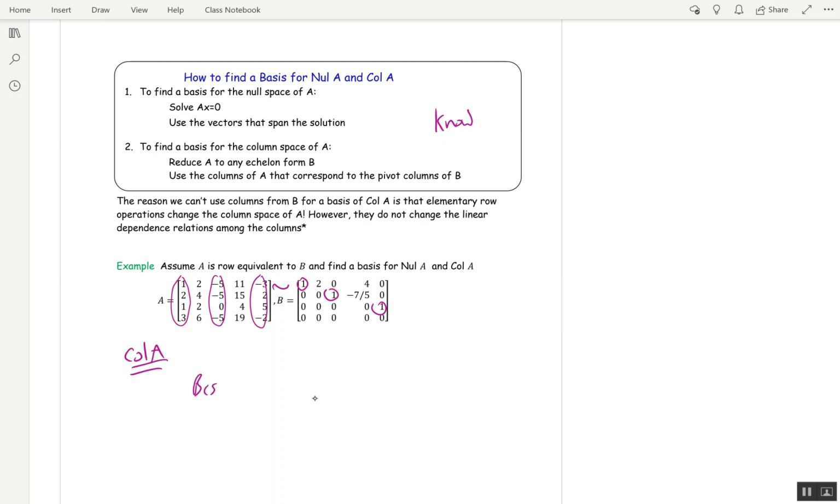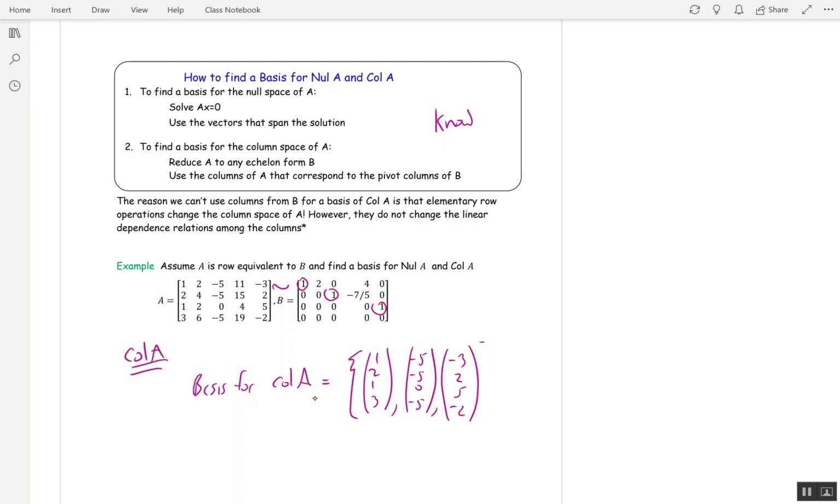So a basis for col A is 1, 2, 1, 3, -5, -5, 0, -5, and, can't read, -3, 2, 5, -2. Again, you have to go back and use the original columns from A, not from B.